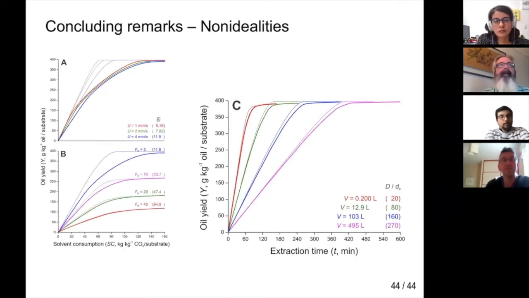Radial gradients in axial CO2 velocity resulting from an increasing void fraction near the vessel wall reduce cumulative extraction of oil, and this deleterious effect increased as Biot's number decreased when decreasing CO2 flow rate or increasing residual oil content after prepressing, or as vessel size decreased with an associated increase in the D over d_P ratio.